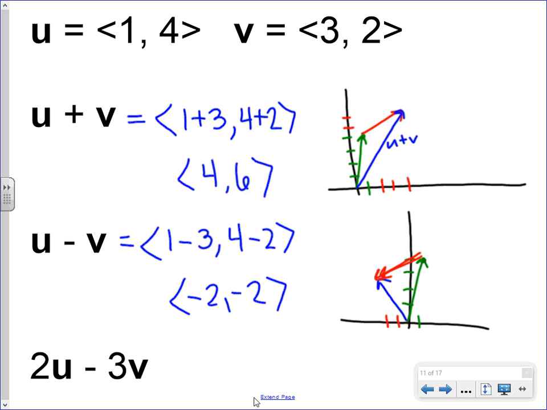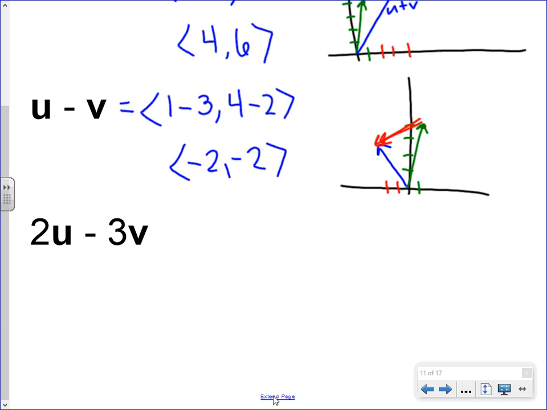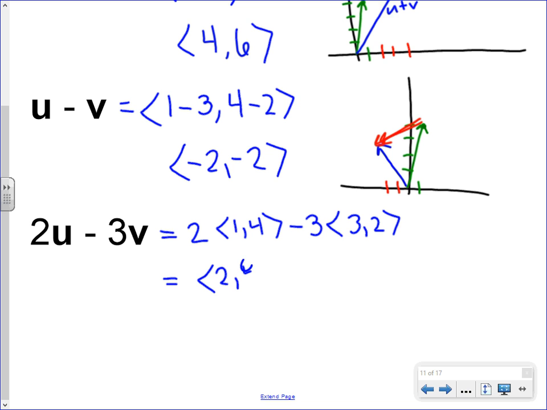And then last but not least, 2u minus 3v. 2 and 3 are just scalars for those vectors. So if vector u is 1, 4, minus 3 times vector v is 3, 2. All we would need to do is distribute that 2 through vector u, distribute that 3 through vector v, and now we have a subtraction problem. 2 minus 9 is negative 7, 8 minus 6 is 2.